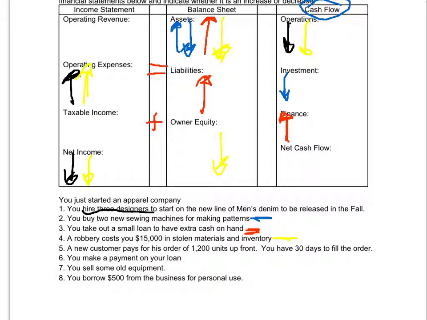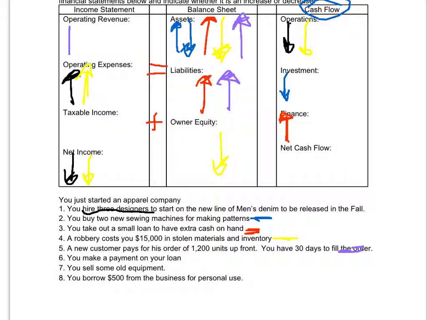So let's go ahead and switch to purple for the next one. Customer pays for his order of 12,000 units up front. You have 30 days to fill the order. Hey, that's pretty sweet. First off, let's handle the balance sheet things. What you have here is both an increase in cash, because they paid ahead of time, and there's also an increase in liabilities. What you have here is prepaid anything. And prepaid anything in that sense is a liability. You owe somebody else money.